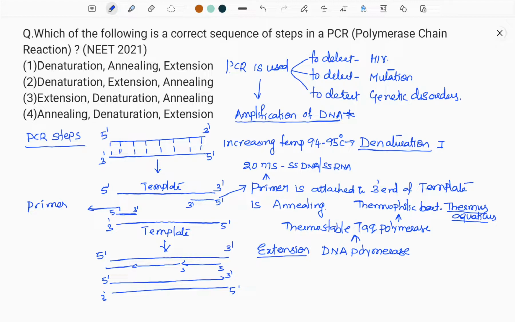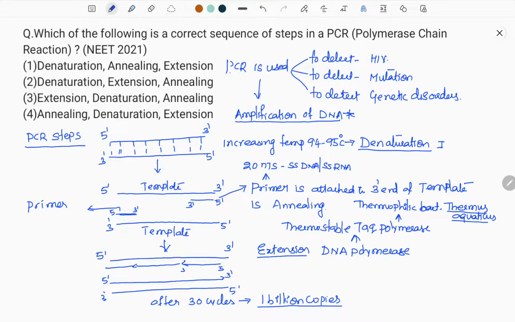Right? And like this, ultimately 2 DNAs are formed. This is the extension process. So by this, after one cycle, like that after 30 cycles, by the repetition of 30 cycles here, 1 billion copies are made. Really, it is very surprising to know that we can produce 1 billion copies by repetition of the same process.